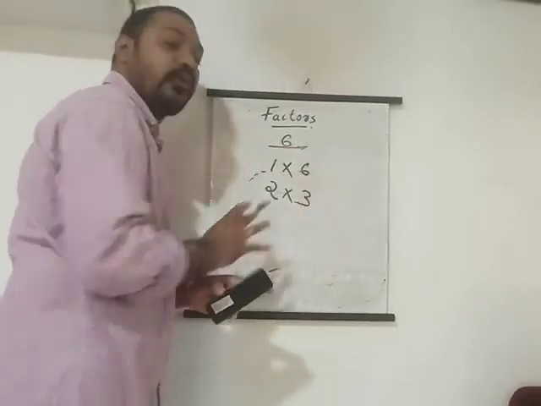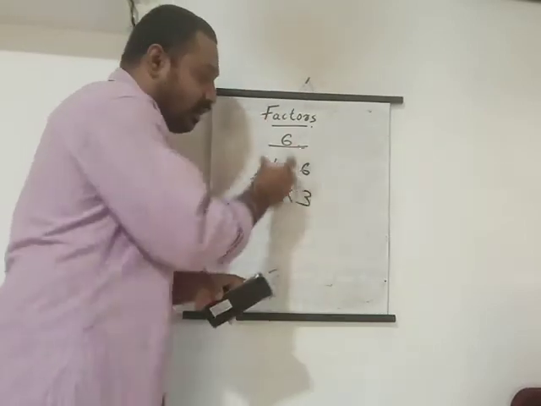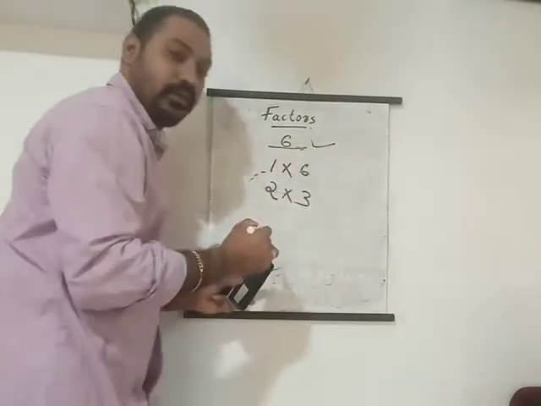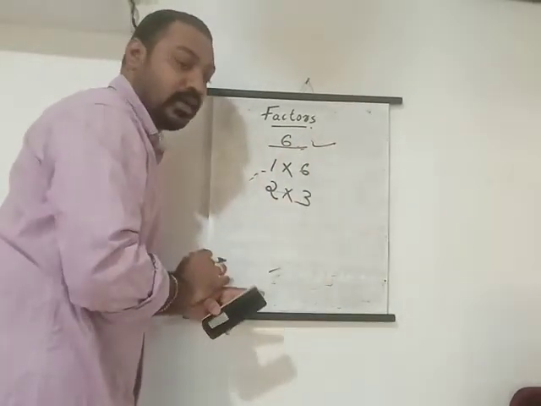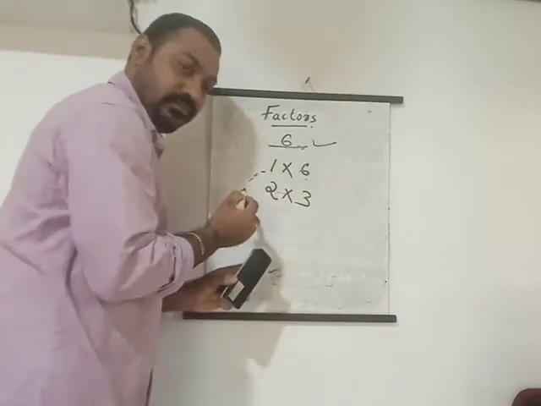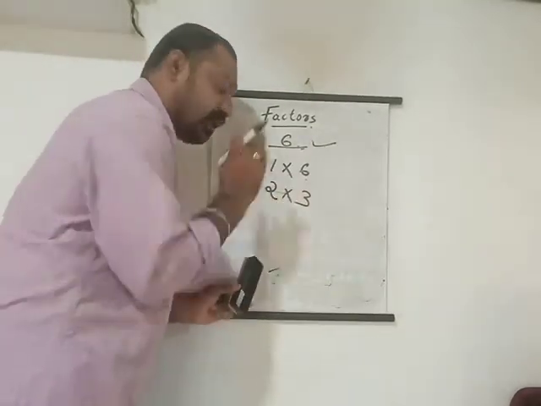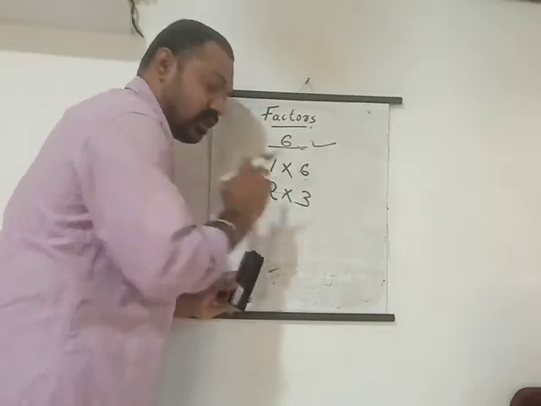Now I am showing how you can write the factors. Just write the multiples of this number, 6, and then you can write the factors from that. First you write 1 into 6. Then check, can we write the multiple of 2? Yes, we can write 2 into 3 is 6.